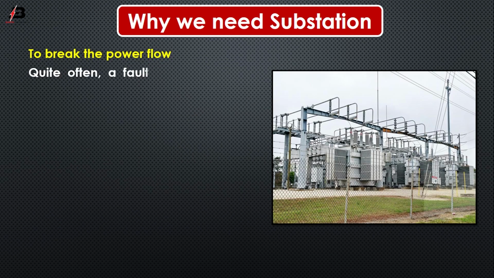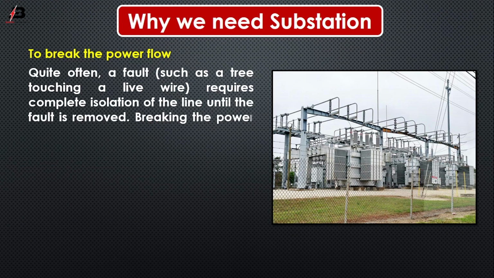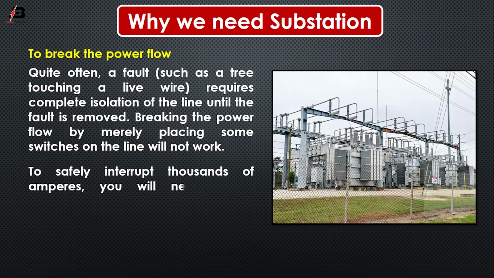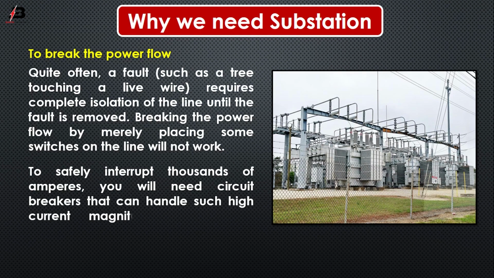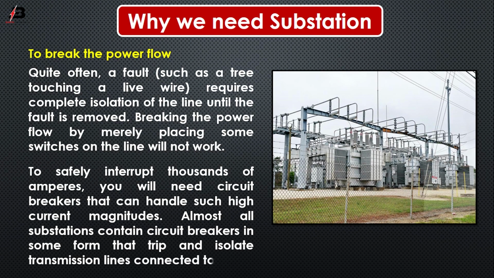Quite often a fault such as a tree touching a live wire requires complete isolation of the line unit. Until the fault is removed, breaking the power flow by merely placing some switches on the line will not work. To safely interrupt thousands of amperes, you will need circuit breakers that can handle such high current magnitudes. Almost all substations contain circuit breakers in some form that trip and isolate the transmission line connected to it.